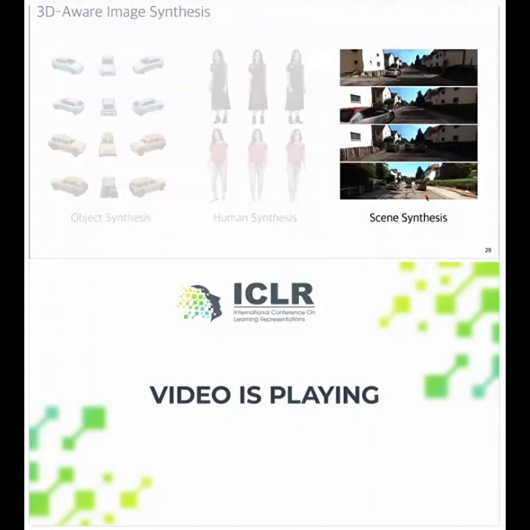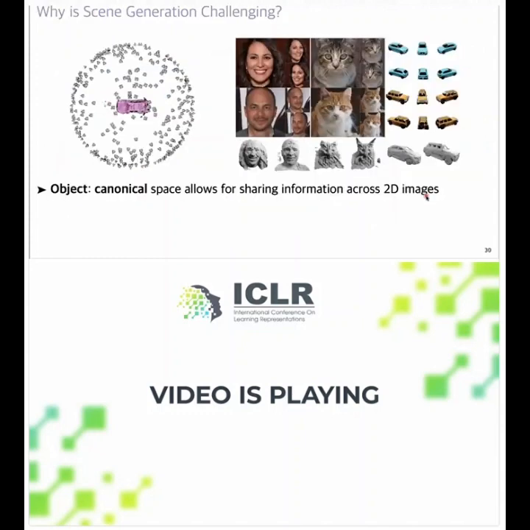Okay, so that was about object synthesis and human synthesis. Now we have these 3D generative models that can generate such 3D assets for objects and humans, and we can finally scale this up to generate urban scenes. And before we dive into the task, let's ask, why is scene generation challenging? Let's recall object generation and human generation.